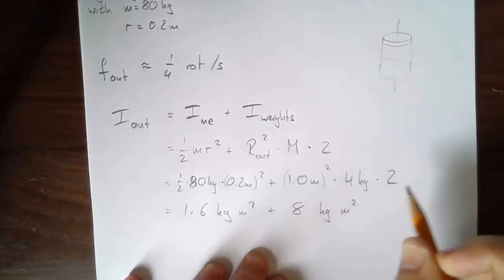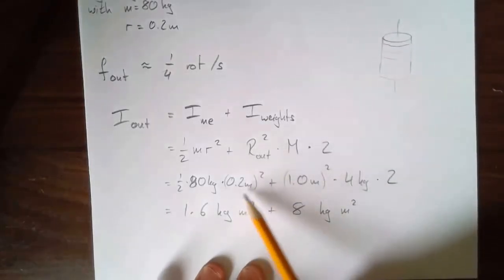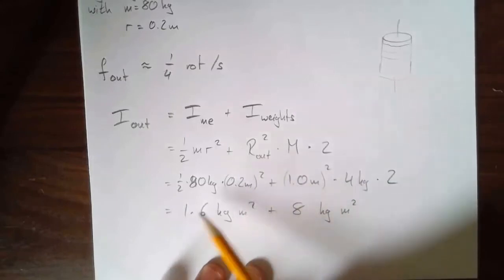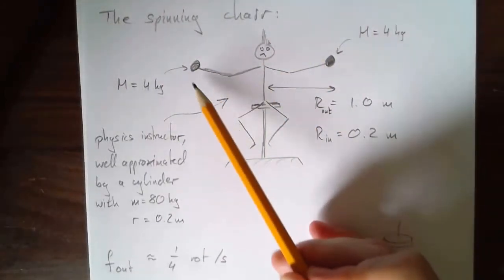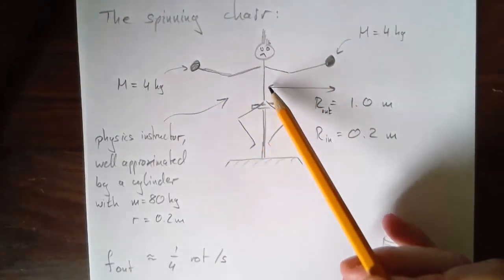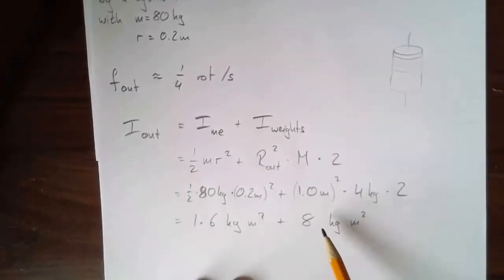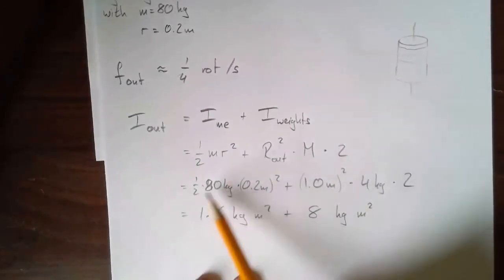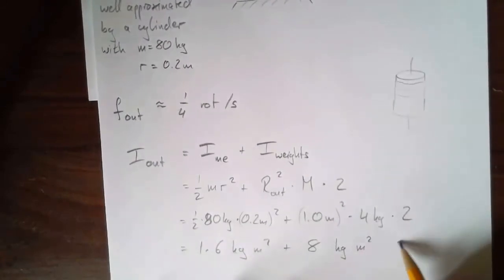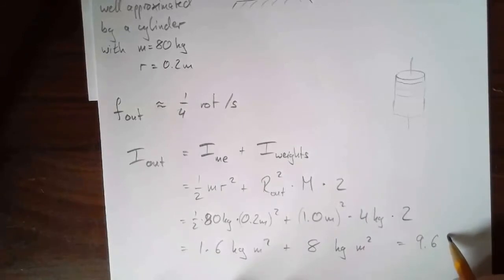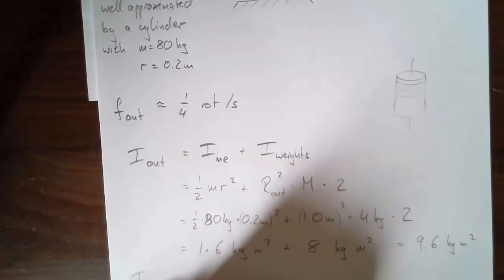kilogram meter squared. So when I said in a demonstration that squaring the R makes a huge difference, you can see why. Those 2 masses together, even though they only add up to 1/10 of my mass, have 5 times the moment of inertia that I have, because they're just so much further out. So that adds up to 9.6 kilogram meter squared.